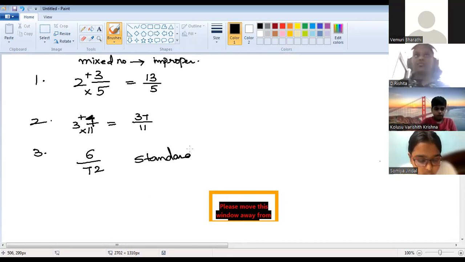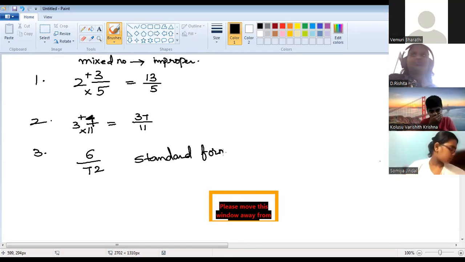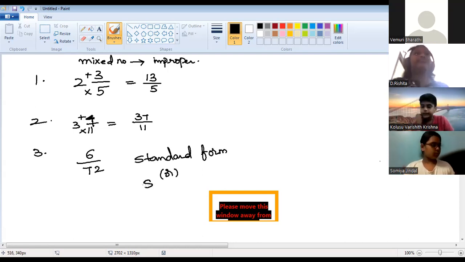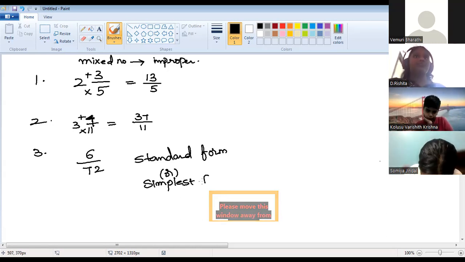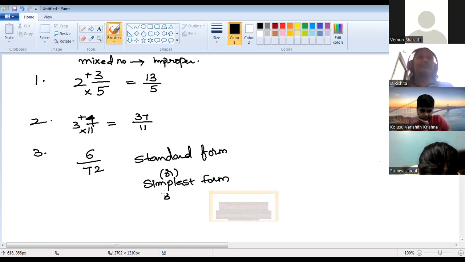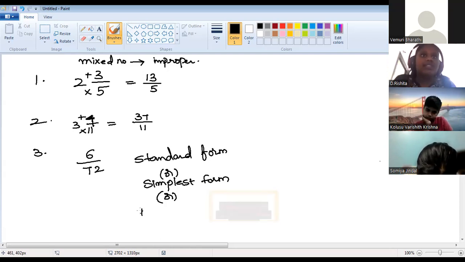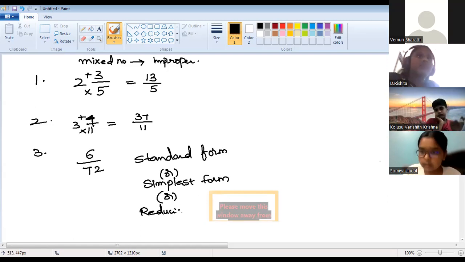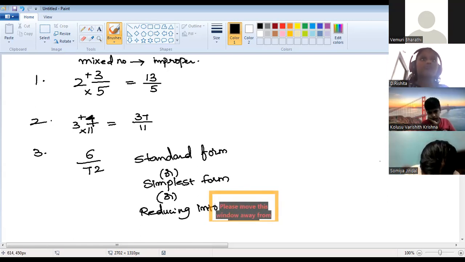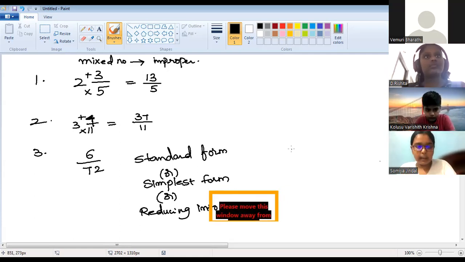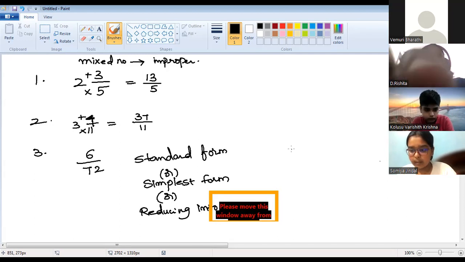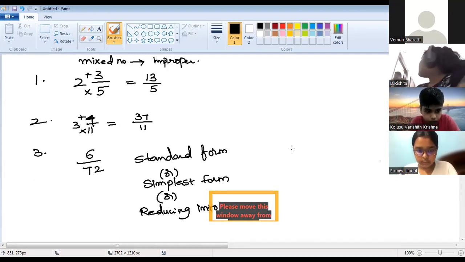Standard form or simplest form or reducing into lowest form? There are many words, children, or reducing into lowest form. No, I got the answer. I sent you in the chat, ma'am. Okay. This is only recapitulation, children. Everyone should participate, not only Rishita, not only Soumya. Other students also can post in your chat box. I'm continuously watching. Others also, please.